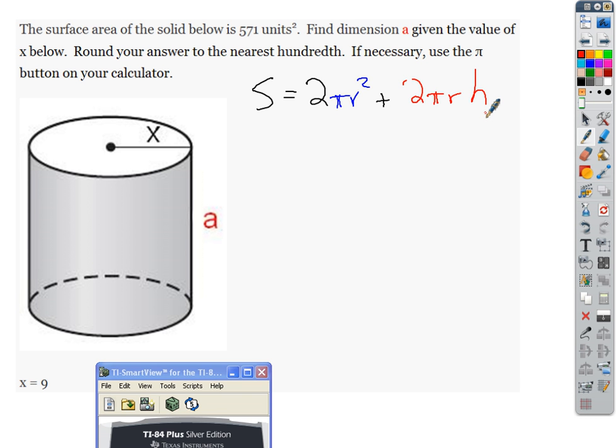And we know that the radius is given to us as being 9, right? So the only thing we don't know is the height, and that's A. Oops. And that's what we're solving for. So how do we get that A by itself then? We know that the surface area is 571, so that's what's already on the other side. What do I have to do to get the A by itself?